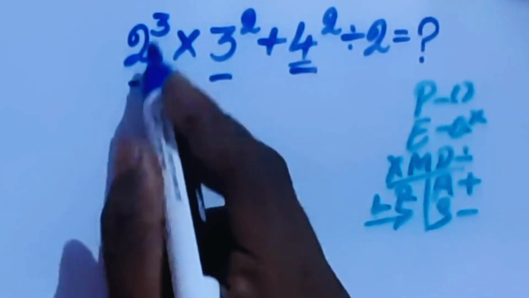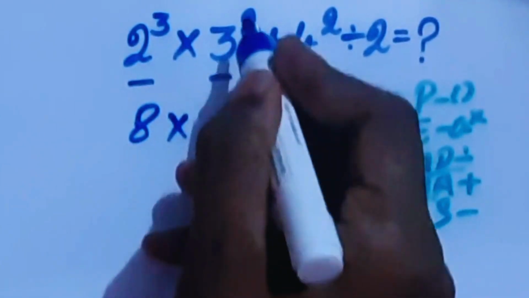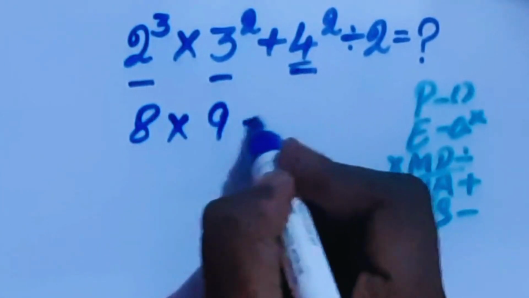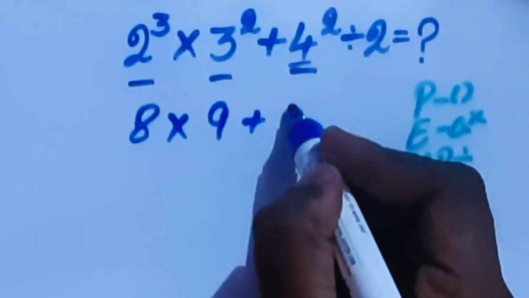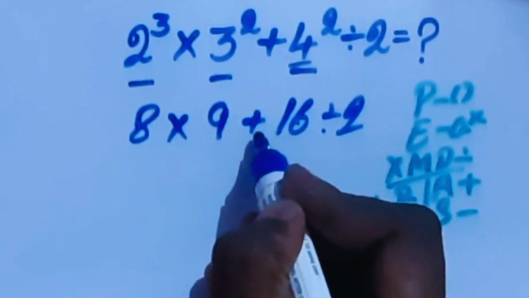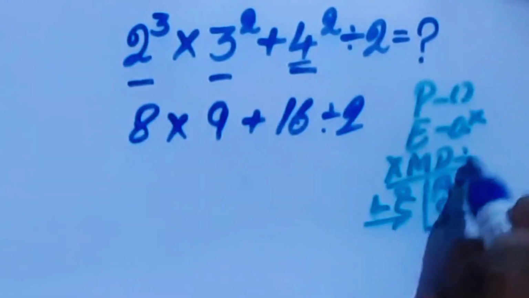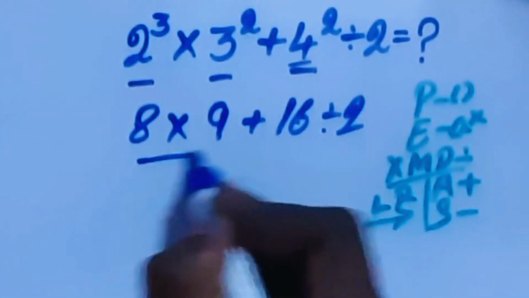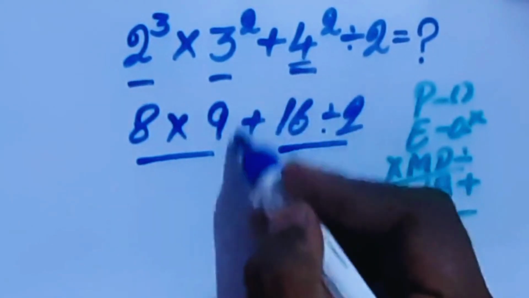So here 2 power 3 is 8 times. Here 3 square is 9 plus here 4 square is 16 divided by 2. Here we have multiplication, addition and division. The next priority is multiplication and division. So we have to do this multiplication and division before this addition.